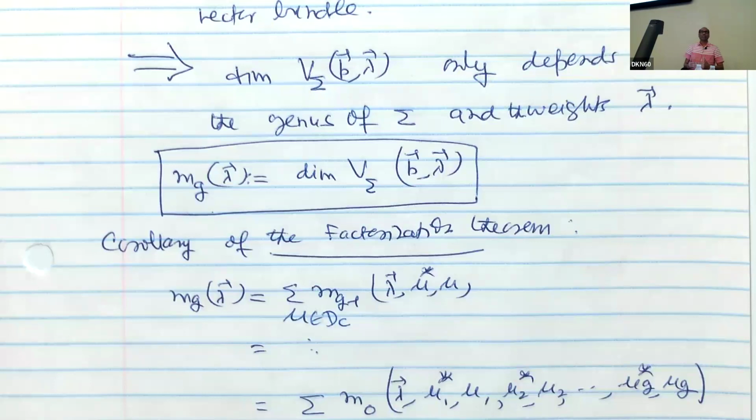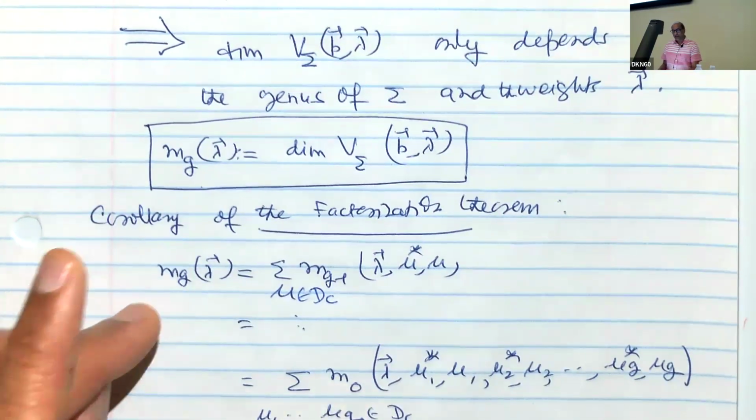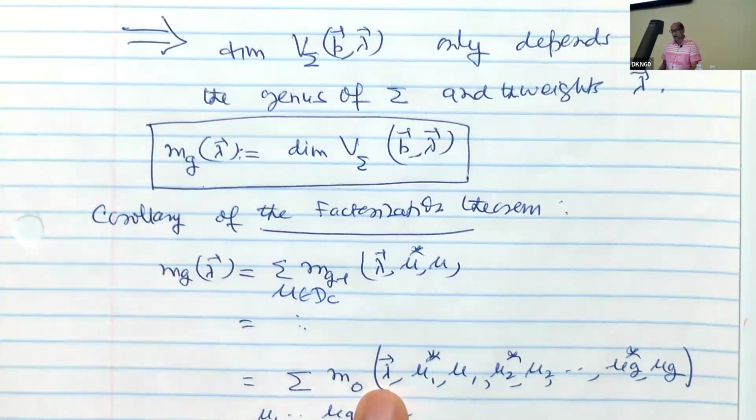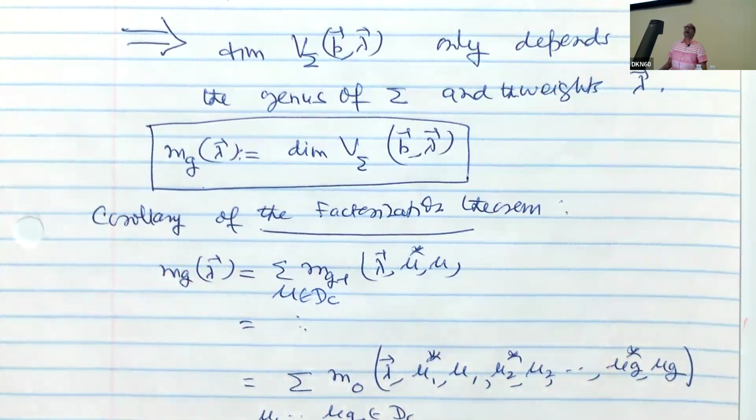And we can keep going, and we will go to a genus 0 curve. So this M_g lambda becomes M_0 lambda, mu1 star, mu1, mu2 star, mu2, ..., mu g star, mu g, where the mu i's run over D_c, this parameterization of the integrable highest weight module. So we started with genus g, and we added 2g more points. But at least we are now at genus 0.